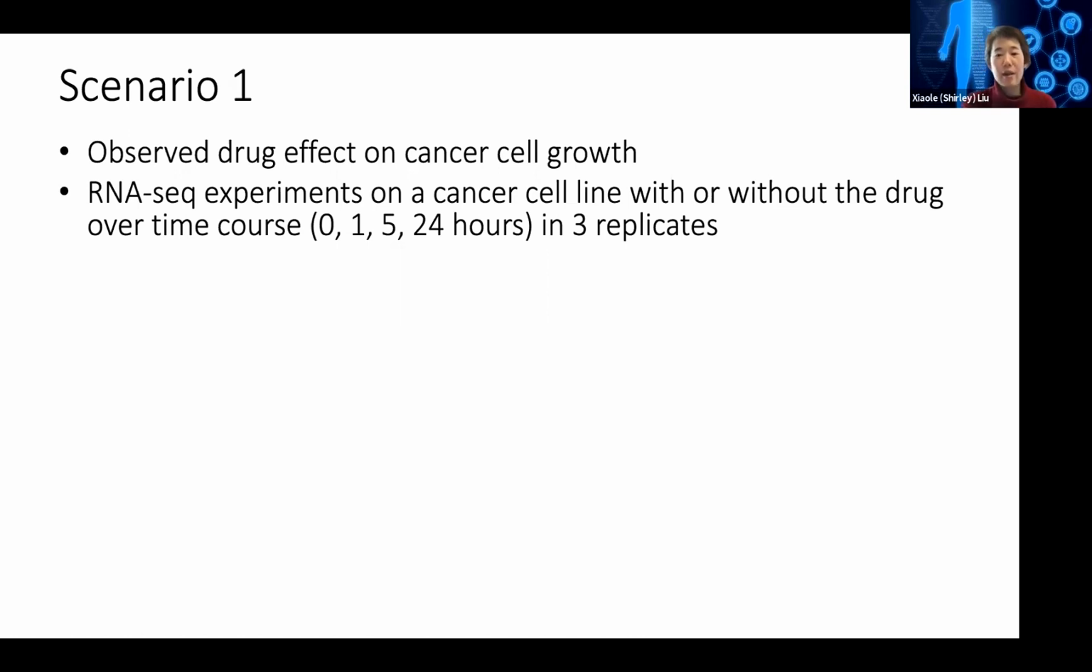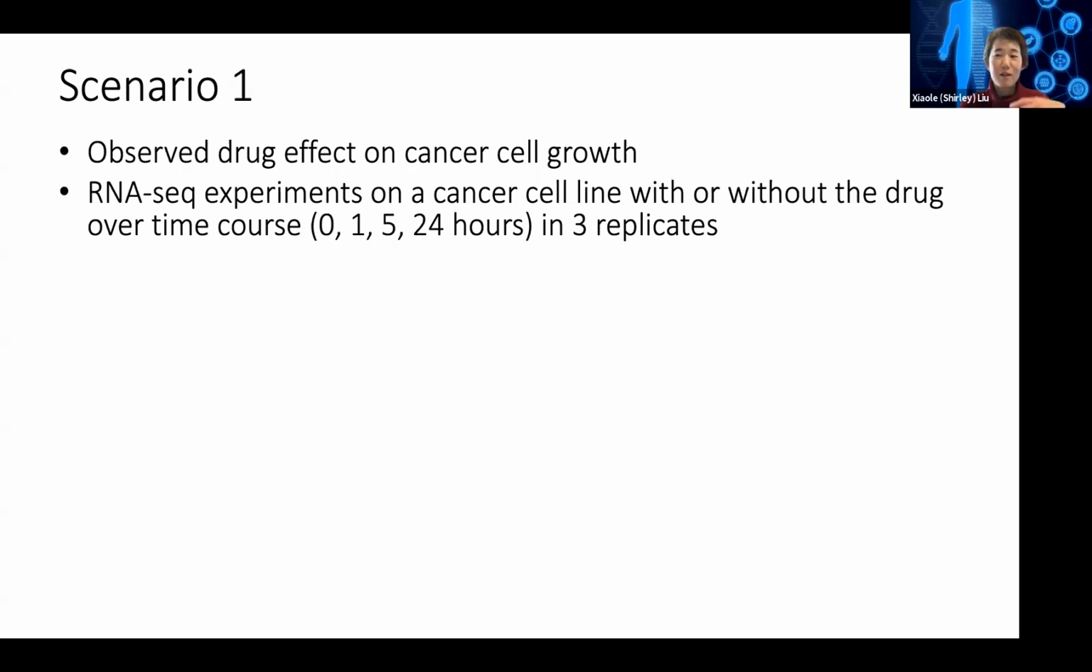Without the drug is just 0 day, or 0 hours. And with the drug, you have 1 hour, 5 hours, and 24 hours. And let's just say you generated 3 replicates in each case. And the 3 replicates are 3 biological replicates done on 3 different days. And so let's think you have, at the end, many FASTQ files. How do you really deal with this data?